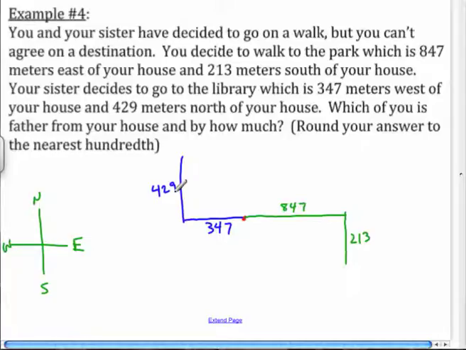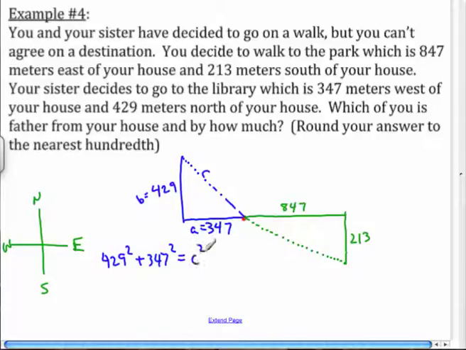Okay, well, wait a minute. This is how far I am from my house. Right? Okay, I'm beginning to see what's happening. This is how far my sister is from our house. Okay, so that means that this is A, and this is B, and this is C. Pythagorean theorem, right? So 429 squared plus 347 squared is equal to C squared for my sister.